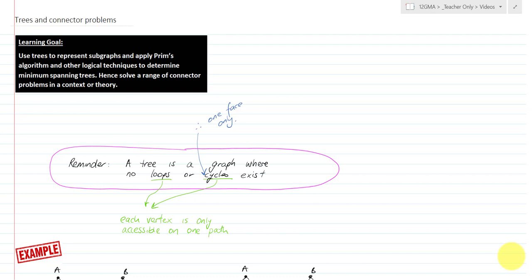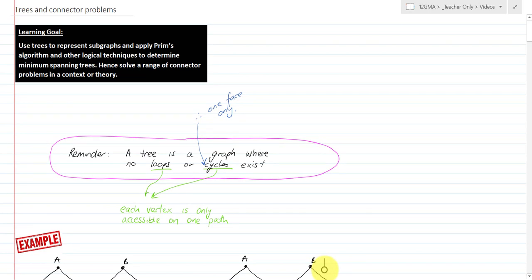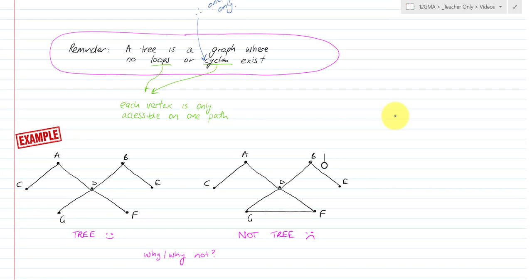So a reminder, first of all, we talked about this in graph theory. A tree is a graph where no loops or cycles exist. Now I've written this loose definition underneath where I've made the statement that each vertex is only accessible on one path, and it's not fully true, and so I want to explain myself now. The point here is that each vertex is connected to the graph in one way.